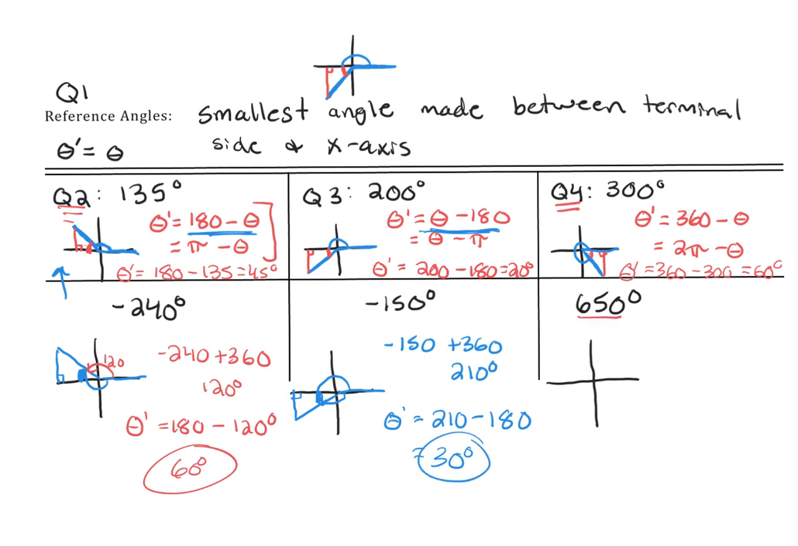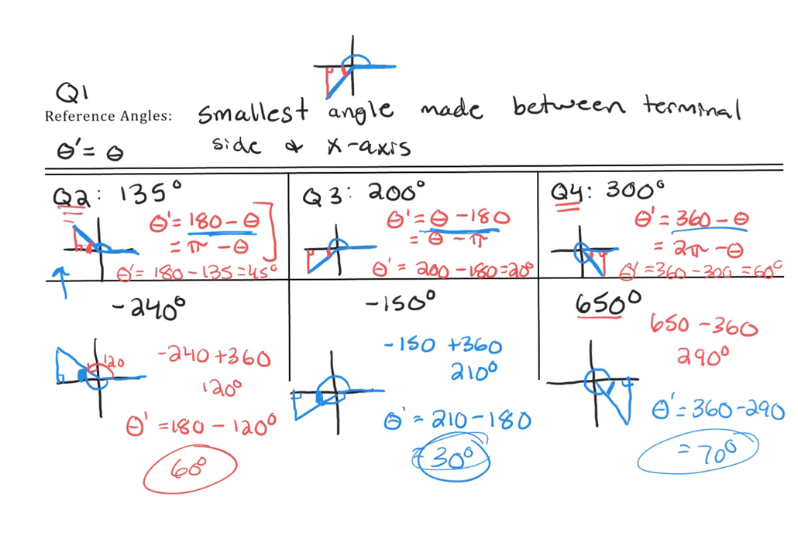Okay, 650 degrees. Let's find a coterminal angle. So let's do 650 minus 360, and that will be 290 degrees. So 290 is going to go around past 270 a little bit. So we want this angle right there. Using this formula, our reference angle, because we're in quadrant 4, is 360 minus 290, which is 70 degrees. So these are the reference angles.